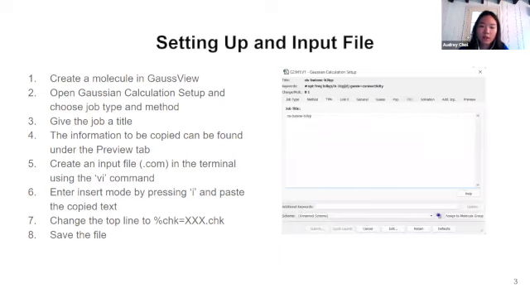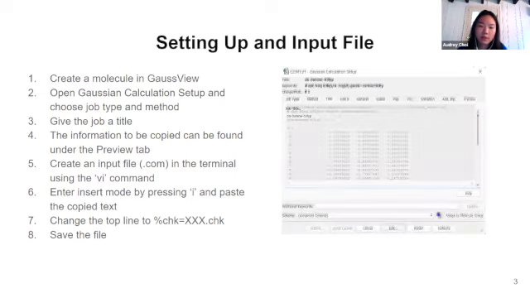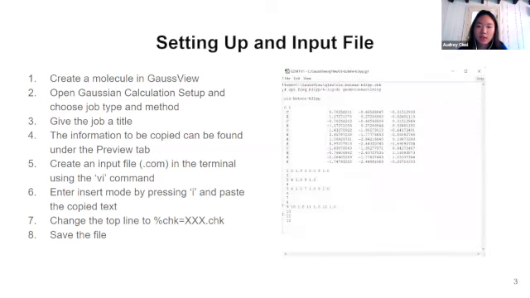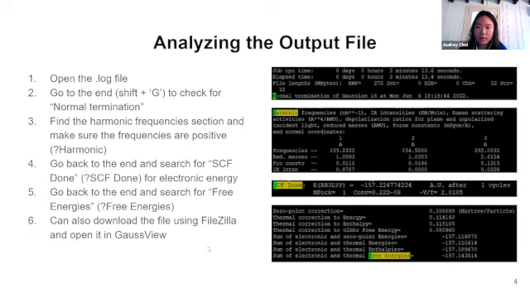All the information that you want to be copied can be found under the preview. If you want a better view or to edit the text there, you can go to the edit button, select all, and copy this into the terminal, where you paste it into your created input file. Then you want to make sure you change the top line so that it looks like this, with the X being the name of your file, and then you save your file. Maggie will do analyzing this output file.